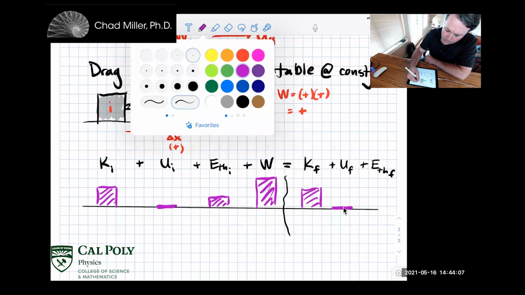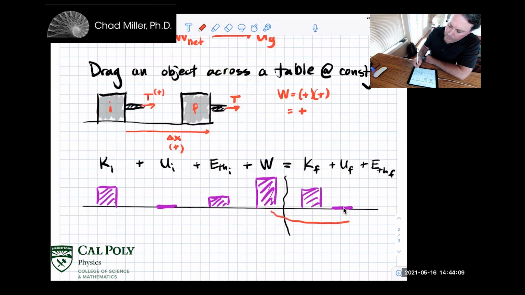And there's only one more place where the work that we put in could have gone. 1 box plus 3 boxes here. So we heated the object up. It has more thermal energy. And where did it get that? From the work that's being done by the tension force.